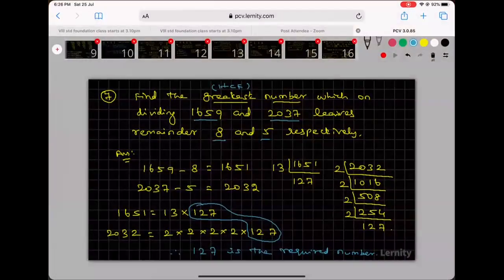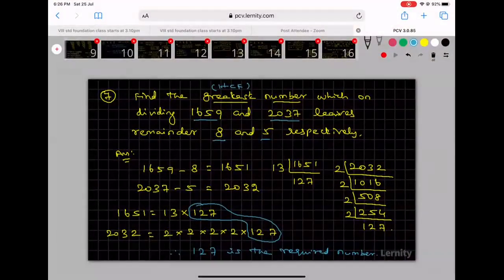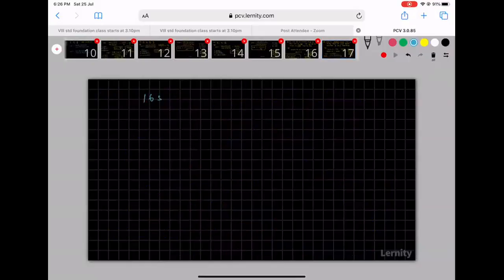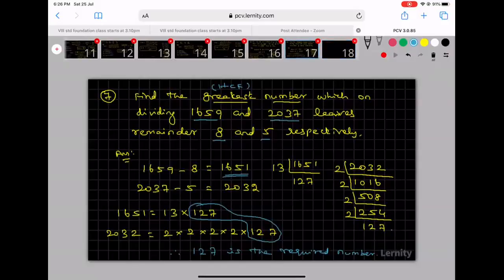Sir, for example, I will show in this next slide. The concept is, if you subtract this 8, then you will get 1651. This 1651 divided by 127, you will get 13 without remainder. You see here, we are getting 1651. Without this 8, I will get 1651.